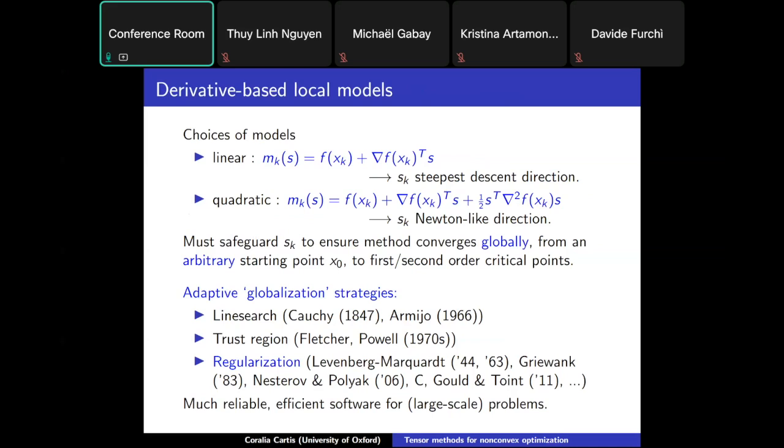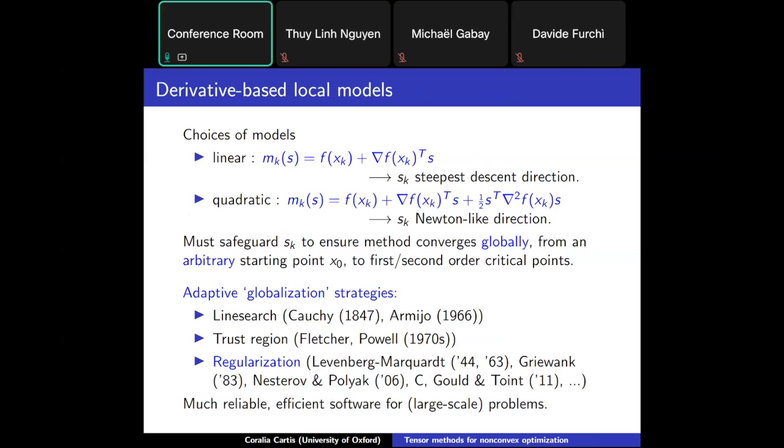Okay. Now, if I just minimize these models and append that direction to my iterate, I will not get a method that converges from an arbitrary starting guess. So I need to be a bit more careful. I need to safeguard my step that I obtain from minimizing these models. I need to safeguard it with some techniques to ensure that f decreases along my direction.